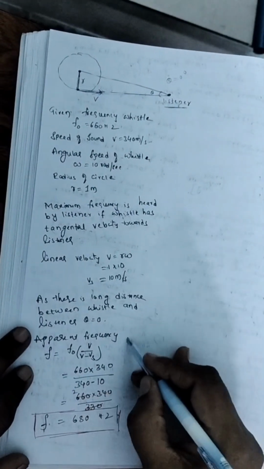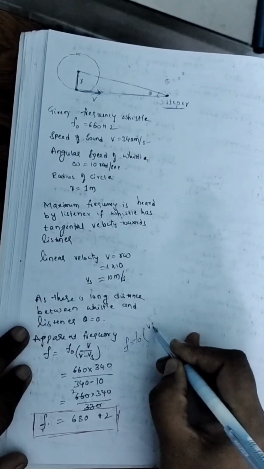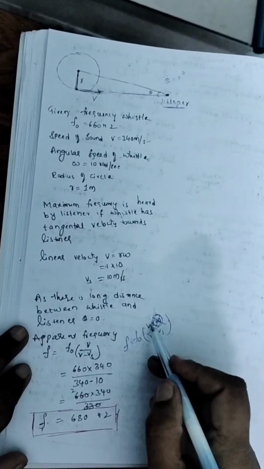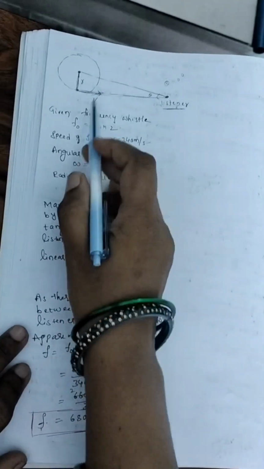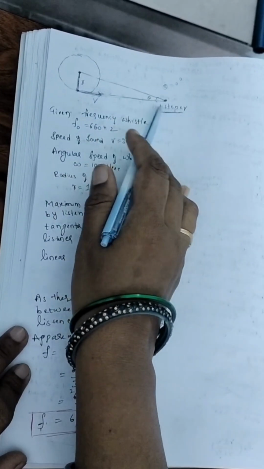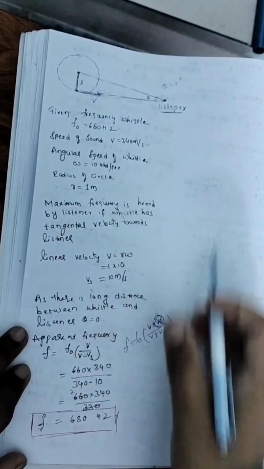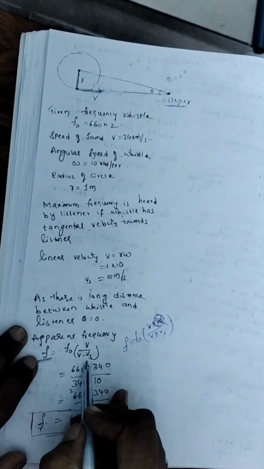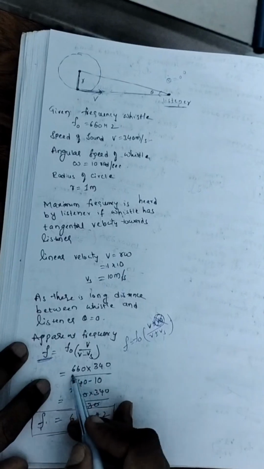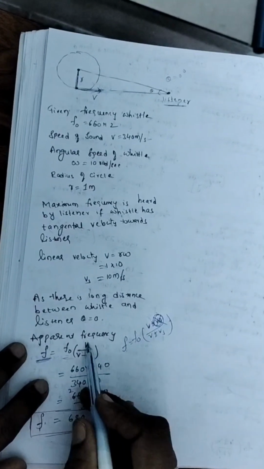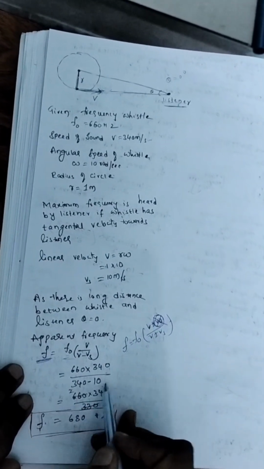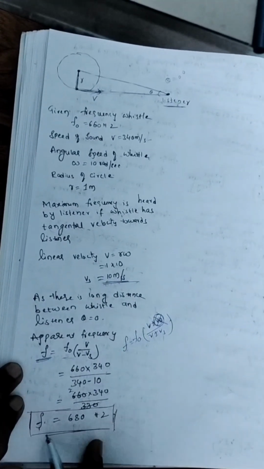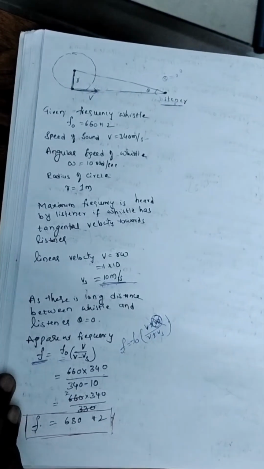The apparent frequency formula: F naught (V plus or minus V naught) by (V plus or minus Vs). V naught is at rest, so remove it. When the source comes nearer, towards the observer, the frequency of sound increases, so in the denominator you have to keep minus Vs. So 660 F naught into 340, velocity of sound, by (340 minus 10). On simplification, we get F equal to 680 hertz.